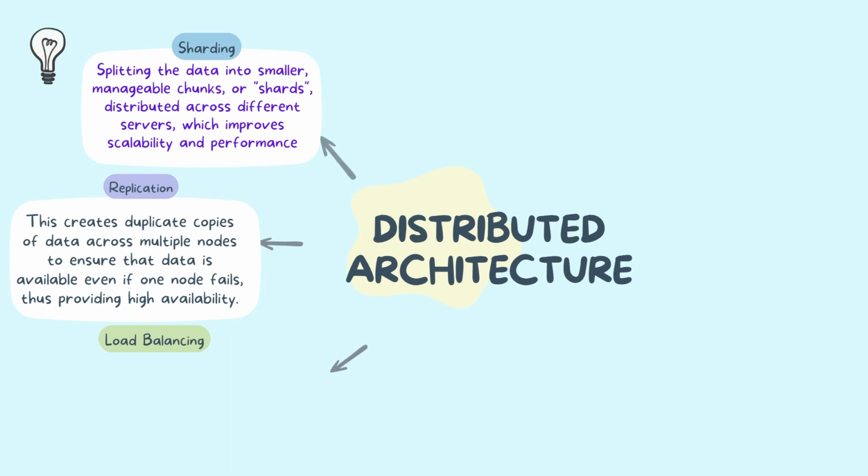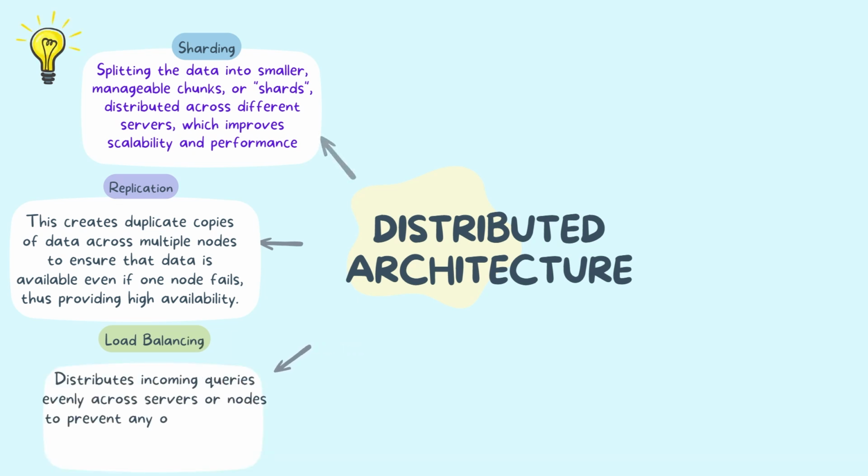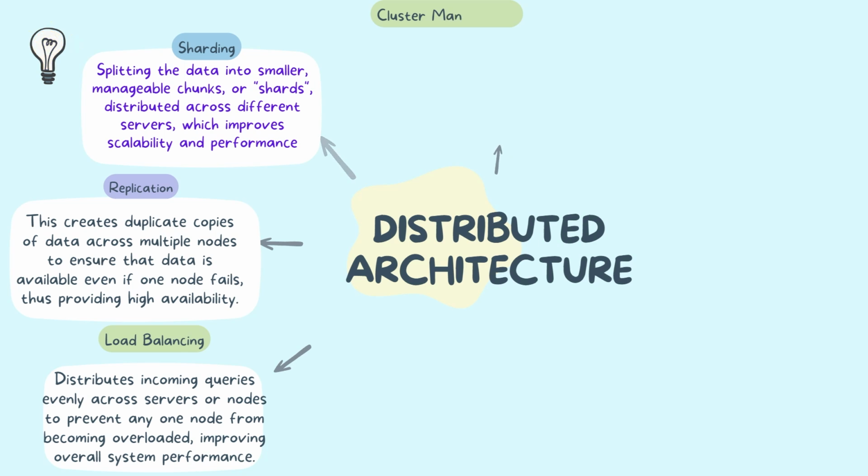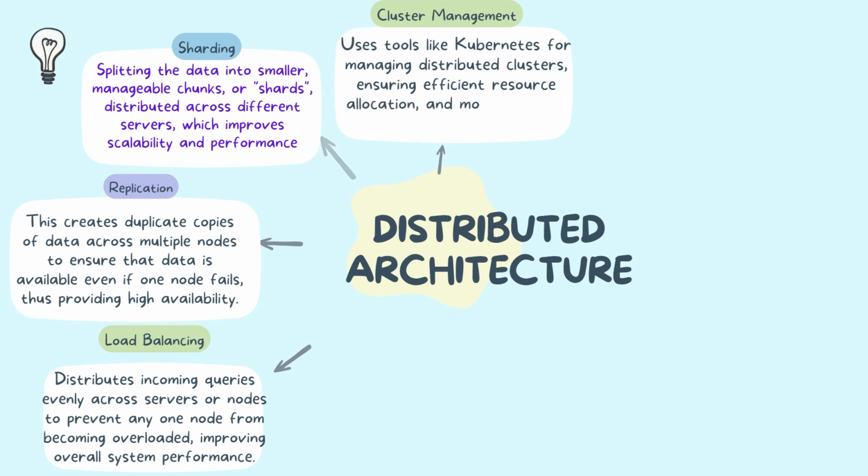Number 3, load balancing. Distributes incoming queries evenly across servers or nodes to prevent any one node from becoming overloaded, improving overall system performance. And number 4 is cluster management. Uses tools like Kubernetes for managing distributed clusters, ensuring efficient resource allocation and monitoring the health of the systems.